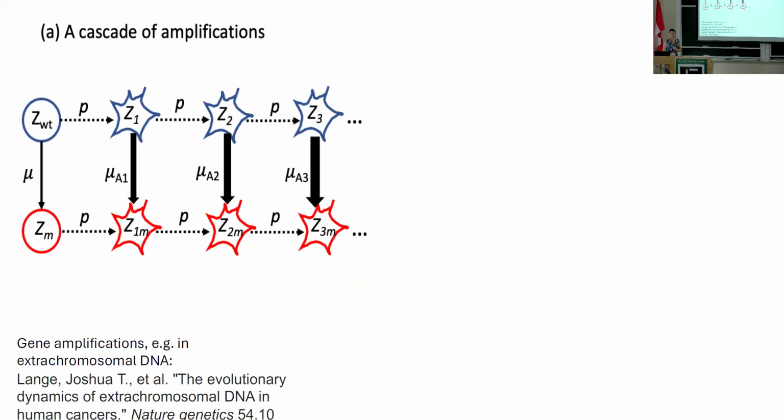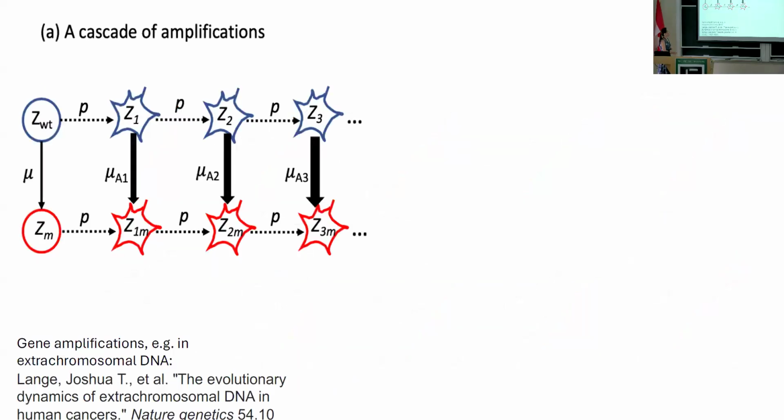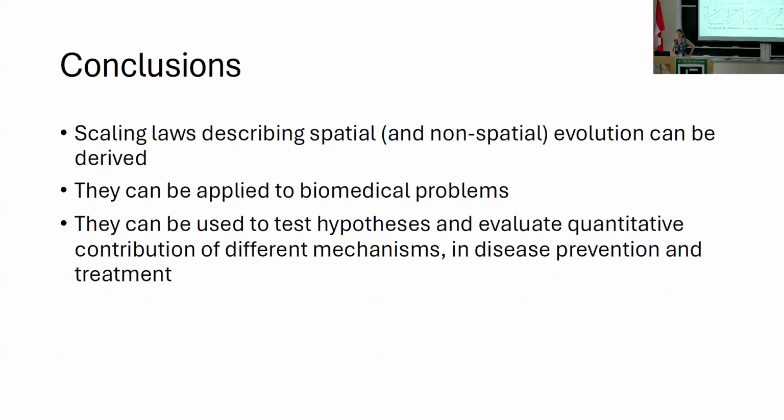Another application is gene amplifications that are also prevalent in cancer. Maybe I won't go into much detail, but this is another example of many steps in the mutational process. And by using this new computational tool, we can calculate how many of each of those types we expect to have in an expanding colony of cells. So that's it. I think I'm going to stop here.